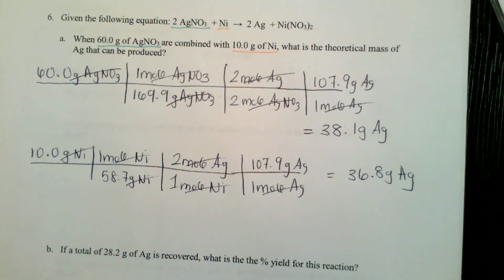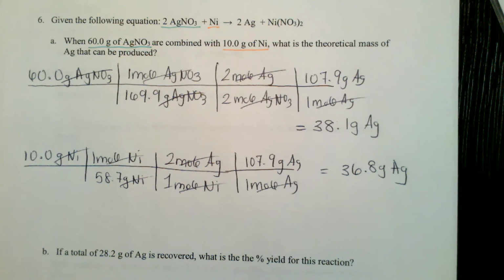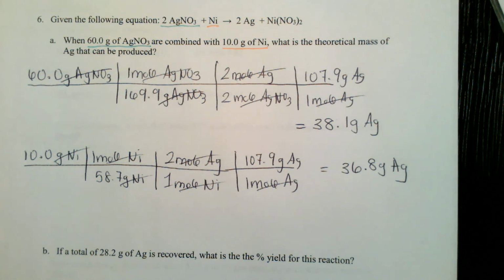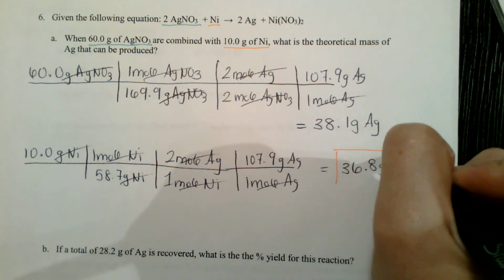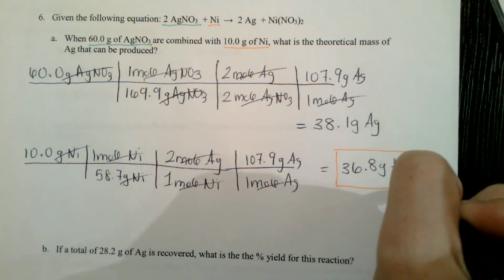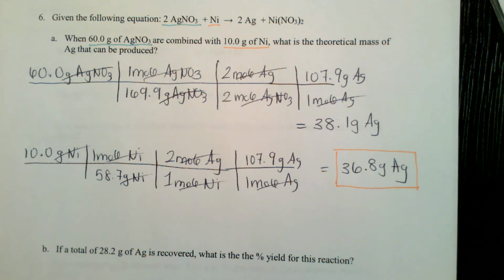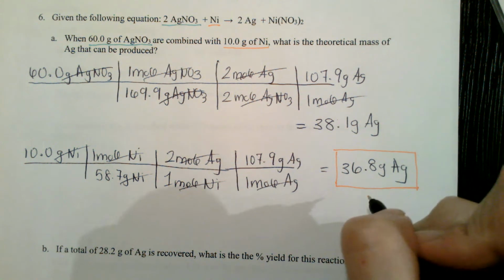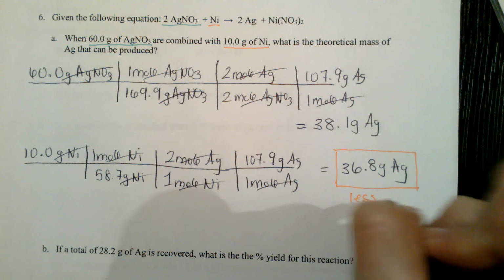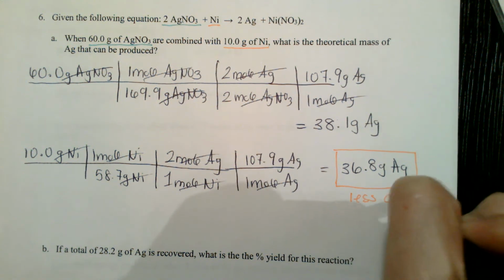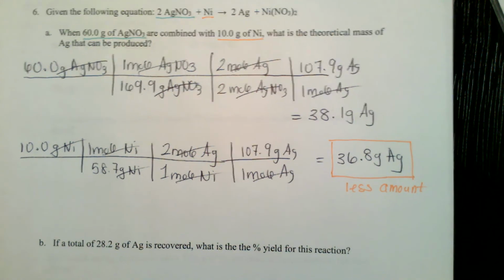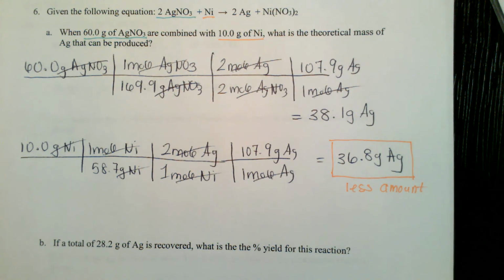Okay, so we solved both of those independently. Now we get to compare. The nickel actually produces almost 2 grams less silver than the silver nitrate does. So our nickel is our limiting reactant. The lesser amount that is produced by our 2 reactants is going to be our theoretical mass, and again, we chose it because it was the lesser amount. So after doing this, we now have our theoretical mass.